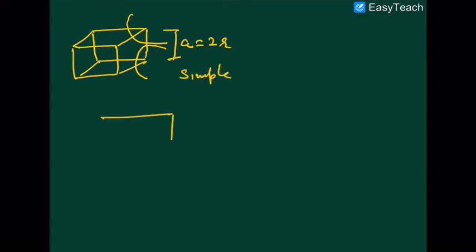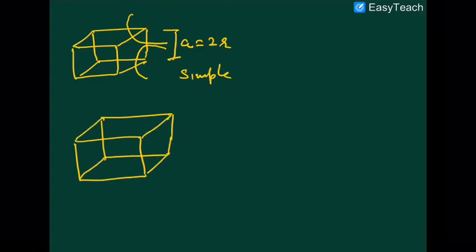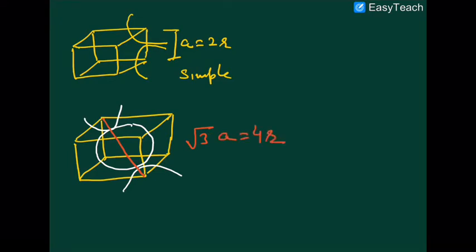In case of BCC, there is one atom at the center and atoms at the corners, like that. So in that case, what happens? This is the body diagonal. Now in this case, body diagonal, that is root 3 a, root 3 into a becomes equal to 4r, because 1r, now that is diameter, and again r's.